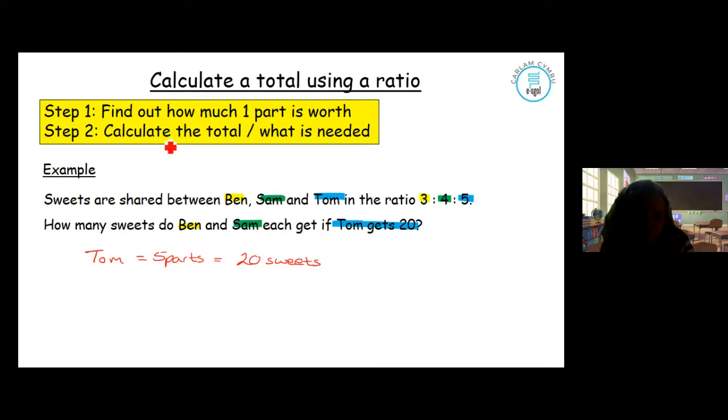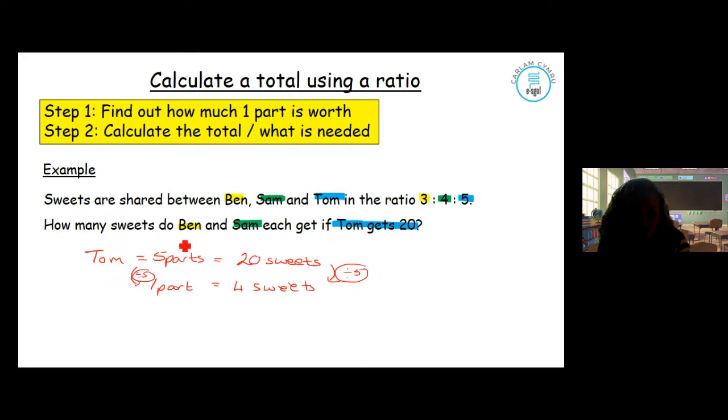Step 1 says find out how much 1 part is worth. Well, if 5 parts are worth 20 sweets, and I want to know how much 1 part is worth, to get from 5 down to 1, it's only multiplying or dividing you use here, I have to divide by 5. So I do the same to the number of sweets. I'm going to divide 20 by 5, so that's going to give me 4 sweets. So what I've done is take the information from the question, which was 5 parts are 20 sweets, and worked out what 1 part was worth. So 1 part of my ratio is worth 4 sweets.